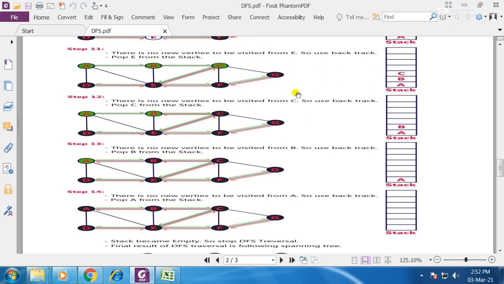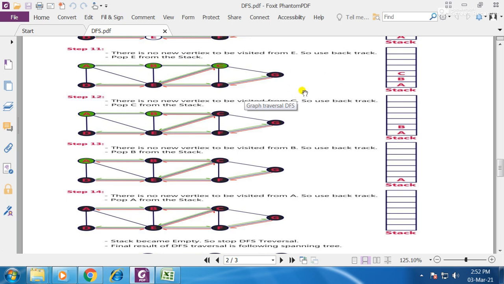So first we started from the vertex A. So A is there in the stack. Adjacent to A is B. So B we have put in the stack. Now adjacent to B are E and C. So C we have visited and put in the stack. Adjacent to C is E. So E we have visited and put it in the stack.